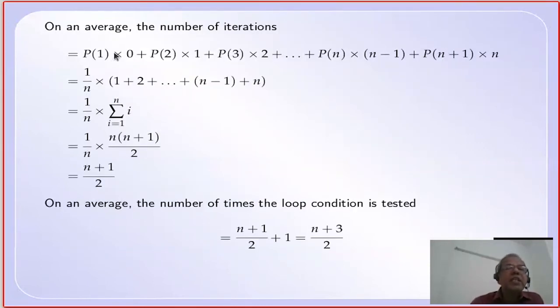Okay. If it is in index 1, the loop body will be executed, repeated, iterated 0 times. If it is in index 2, the loop body will be iterated 1 time, and so on. If it is in n plus 1, the loop body will be iterated n times. Therefore, 1 by n plus 1 times this is the sum of i for i equal to 1 to n. N plus 1 cancels out n plus 1, and therefore this is n by 2. If you discard the constant coefficient, this is also big O of n.